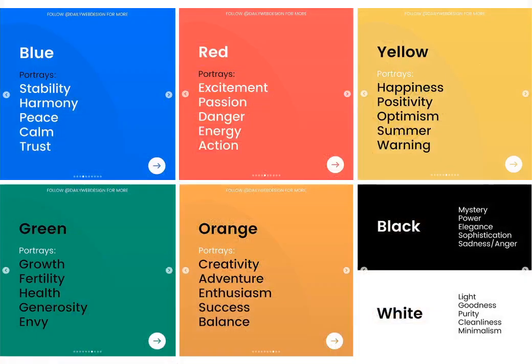Okay, you can research more on color symbolism on the internet. You will find similar stuff. But I brought just a few of them that I liked. For example here, black shows mystery, power, elegance, or sadness, or anger. Okay, white shows light, goodness, purity, cleanliness. This is the one I love: minimalism, black and white. Okay, anyway, you can pause the video and read the others.